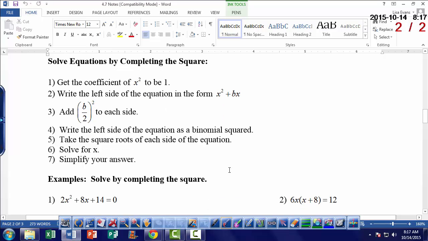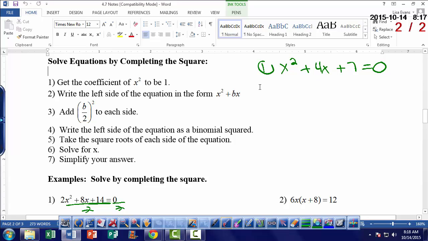I'm going to do my work over here for number 1 so that we can follow the steps. So if we look at number 1, the first step says get the coefficient of x squared to be 1. Right now it's not. So what you need to do is divide every term by 2. So when we do that, we get x squared plus 4x plus 7 equals 0.